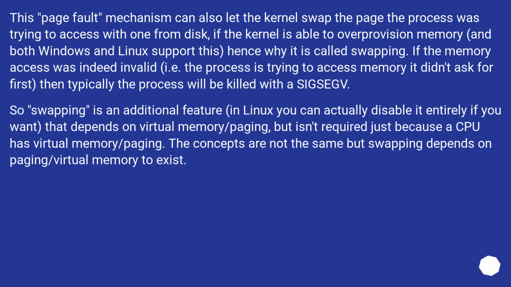This page fault mechanism can also let the kernel swap the page the process was trying to access with one from disk, if the kernel is able to over-provision memory, and both Windows and Linux support this, hence why it is called swapping. If the memory access was indeed invalid, i.e. the process is trying to access memory it didn't ask for first, then typically the process will be killed with a SIGSEGV. So swapping is an additional feature.